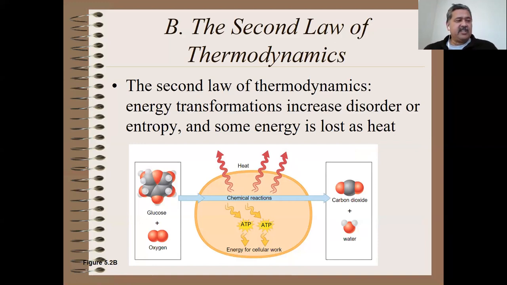We have in each cell structures called mitochondria, as we've already studied. And what those mitochondria do is they take food molecules like glucose and use the energy from the glucose to make some ATP. So the second law of thermodynamics says that order is increasing.